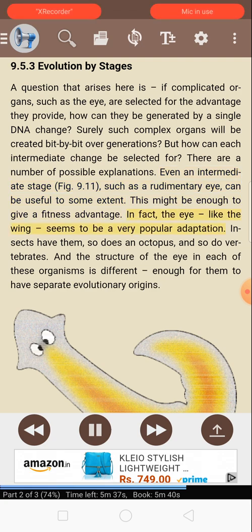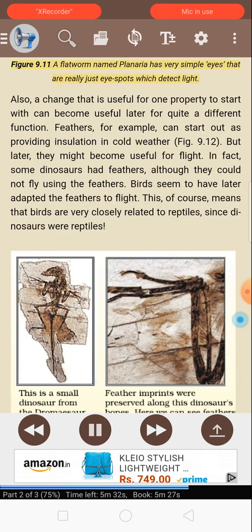In fact, the eye, like the wing, seems to be a very popular adaptation. Insects have them, so does an octopus, and so do vertebrates. And the structure of the eye in each of these organisms is different, enough for them to have separate evolutionary origins. Figure 9.11, a flatworm named Planaria has very simple eyes that are really just eye spots which detect light.